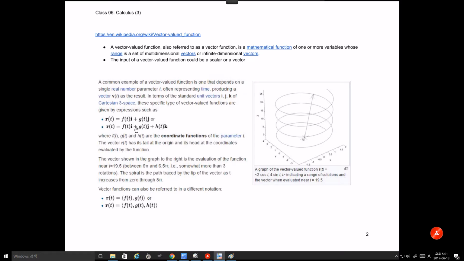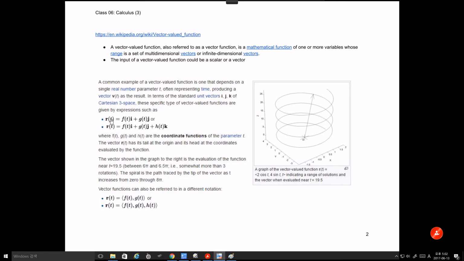So r(t) here is like a vector of f(t), g(t), h(t), where f(t), g(t), h(t) are like coordinate functions of the parameter t. Therefore, you can regard r(t) as the movement of some particle on the plane. And r(t), this one, is the movement of some particle in three-dimensional space. The vector r(t) has its tail at the origin and its head at the coordinate evaluated by the function. This is an example, a graph of the vector-valued function r(t).